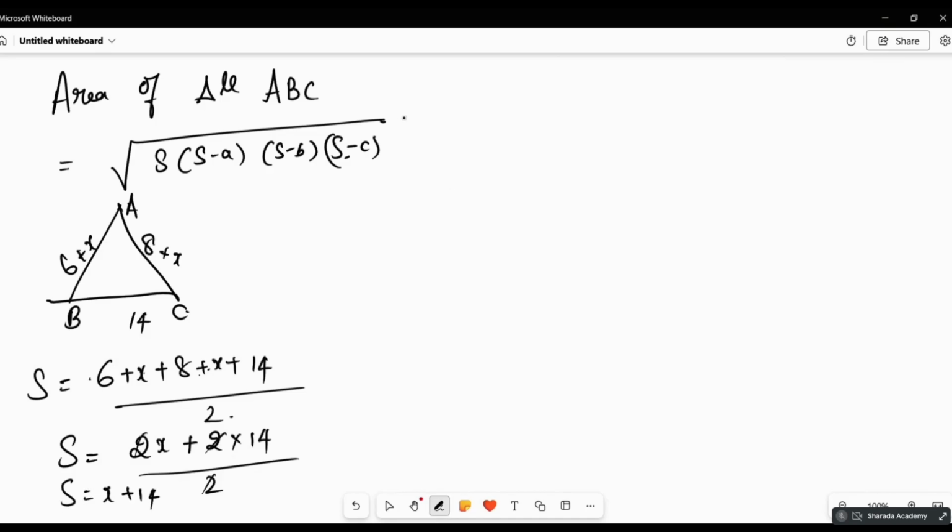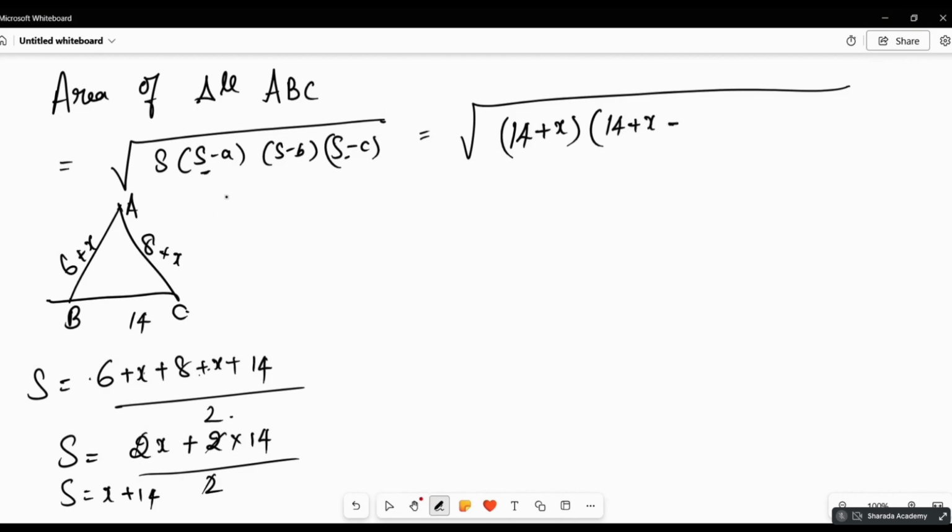So area of triangle ABC is equal to root of S, which is x plus 14, or 14 plus x, into S minus A. If I take A as 14, so here it is 14 into, now 14 plus x minus 6 plus x.